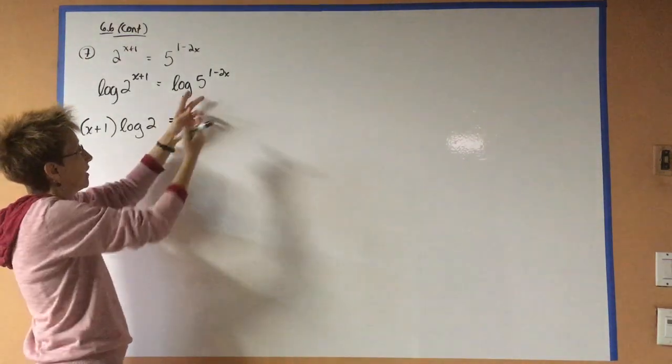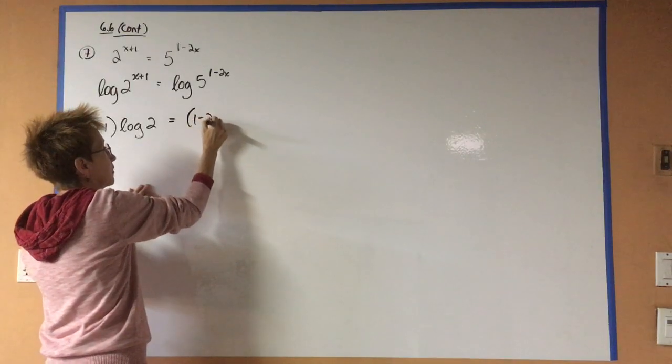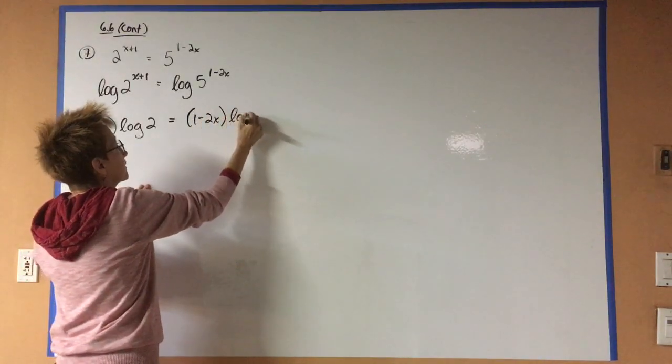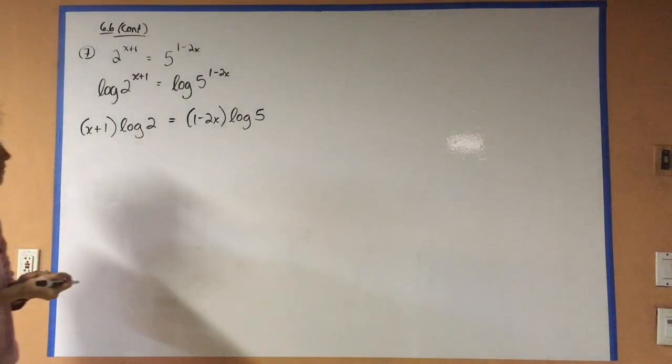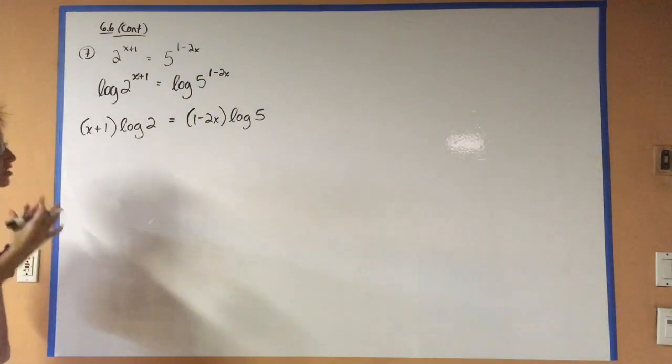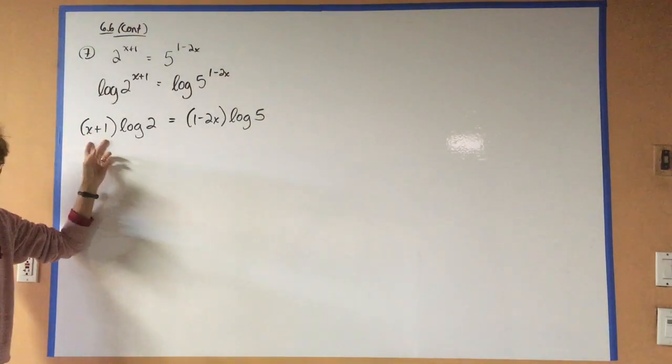And over here on this side, the same idea is happening. This 1 minus 2x is more than one term. So I'm going to put parentheses around it, and it's going to now be multiplying with the log base 10 of 5. So it still looks more complicated. And it is in the sense that you actually have to do this multiplication now.